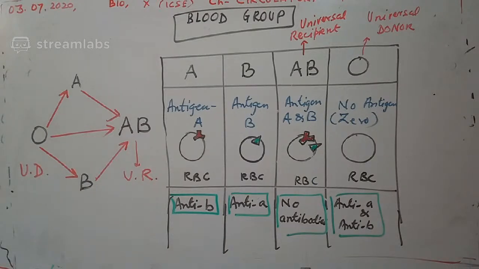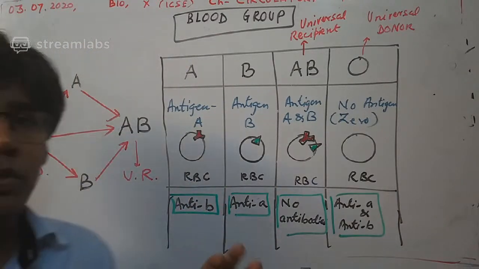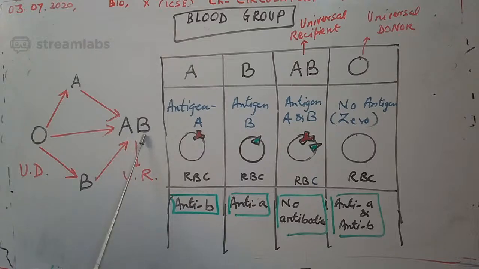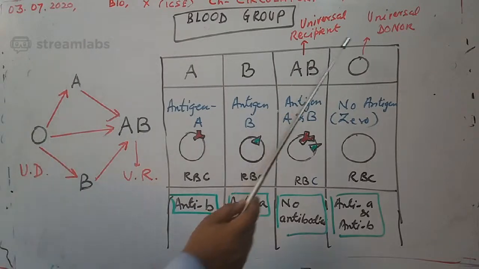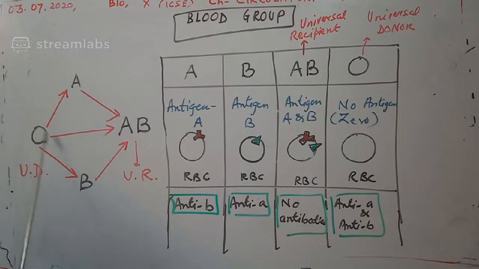So what I have explained just now, questions are asked on this type only. If it is understood, you can answer all types of questions, because if it is asked why AB is called universal recipient, you just draw this small chart and show right here. AB can receive blood from blood type O, blood type A, blood type B. And if it is asked why O is called universal donor, because O can donate blood to all the types of blood A, B, and AB. And one more reason you must write.